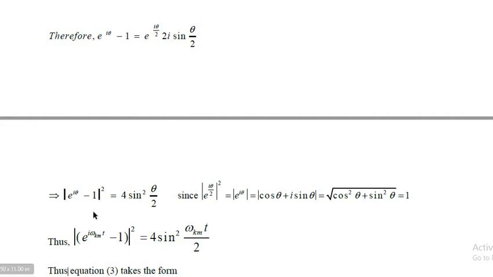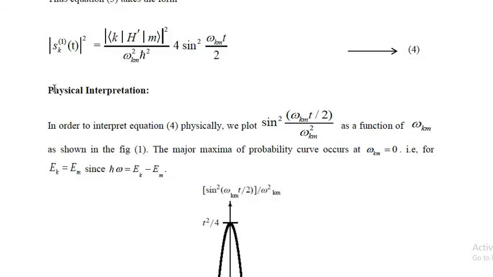So now, replacing θ by ω_km t, we can write the modulus of e^(iω_km t) minus 1, the whole square, is equal to 4 sin²(ω_km t/2). Now equation 3 takes the form: modulus of c_k^(1)(t) squared is equal to the modulus of the matrix element squared divided by ħ² ω_km² times 4 sin²(ω_km t/2). Take this as equation number 4.